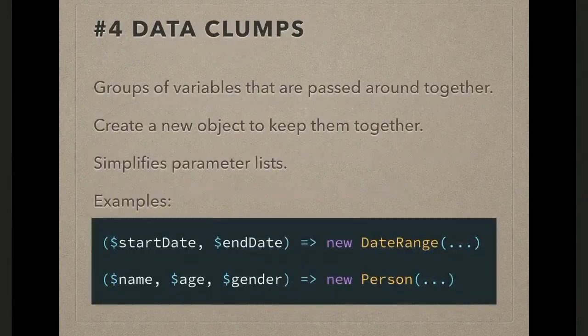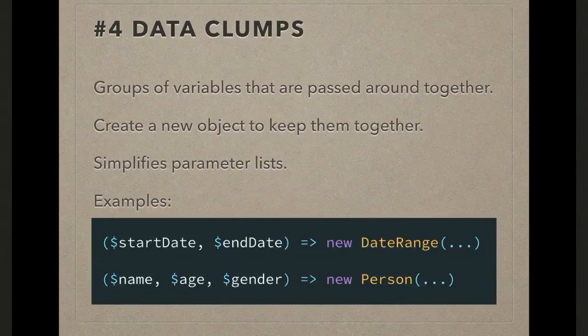Okay, data clumps. Data clumps are groups of variables that you'll find often get passed around together. So we'll just jump right to the example here. An example might be start date and end date. You have start date and end date, and it's showing up in a bunch of different methods, and you're passing it around. Instead, you might make a date range class that, when you instantiate it, takes those two, and then you just pass that date range around.